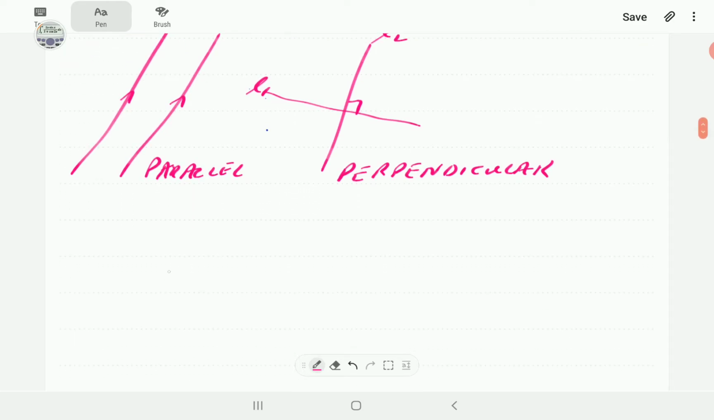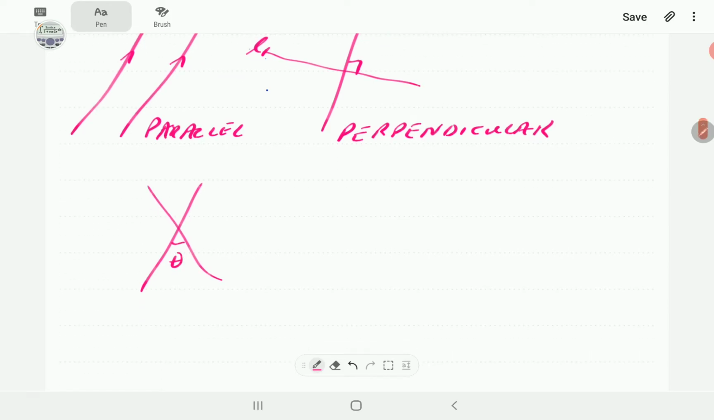And then the last case is the case of two lines that intersect at an angle different from 90 degrees, and these lines are called oblique. So these are the three cases.